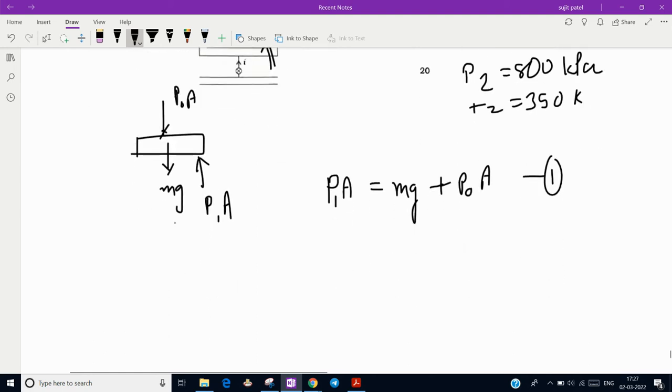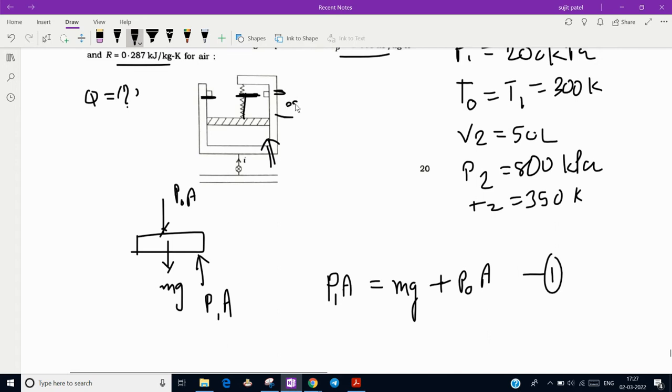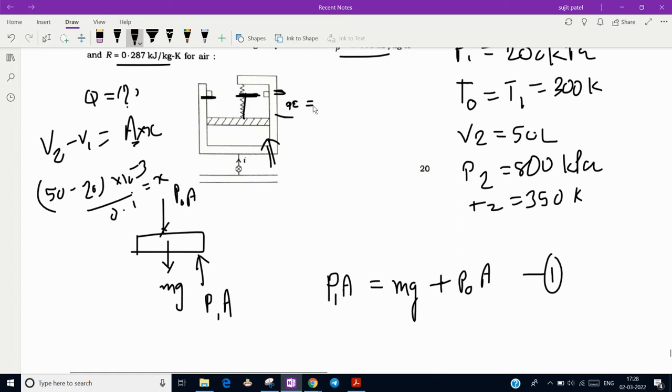Now when the pressure is exerted and the spring compresses and reaches this final state, how much is the displacement X? The volume change, V2 minus V1, is equal to the area into the height, where the area is the cross-section area of the piston. So V2 minus V1 is 50 liter minus 20 liter, since the initial volume is 20 liter. We have to convert into meter cube, so 30 into 10 power minus 3, divided by the cross-section area, 0.1. So you will get X, how much the spring is compressed. It comes out to be 0.3 meter.